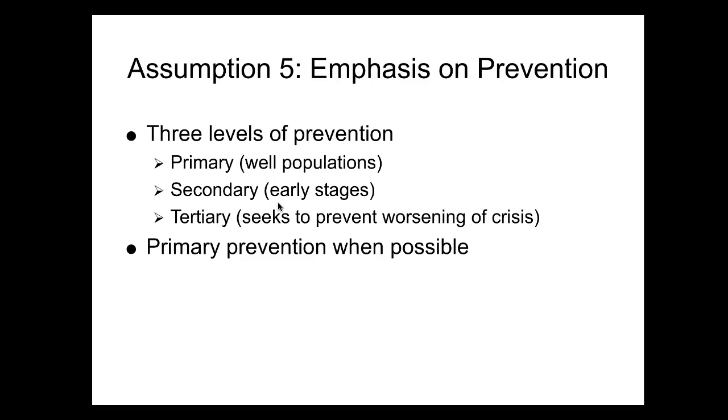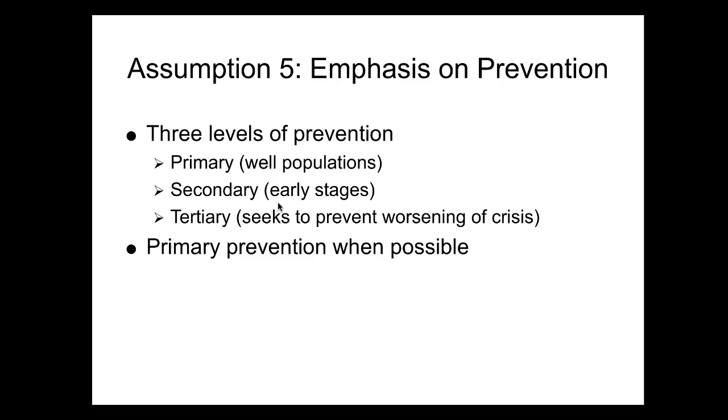So assumption 5, emphasis on prevention. So we've talked about there's 3 levels of prevention: primary, secondary, and tertiary. So primary prevention is actual prevention and promotion of health. So prevention of disease, promotion of health. So this is for people who don't have the disease, and it's to prevent it from coming on.